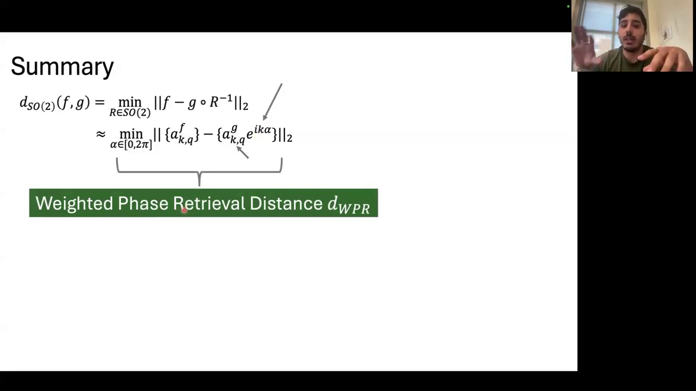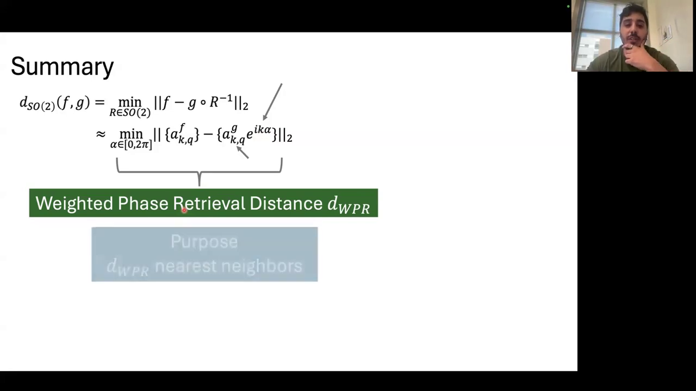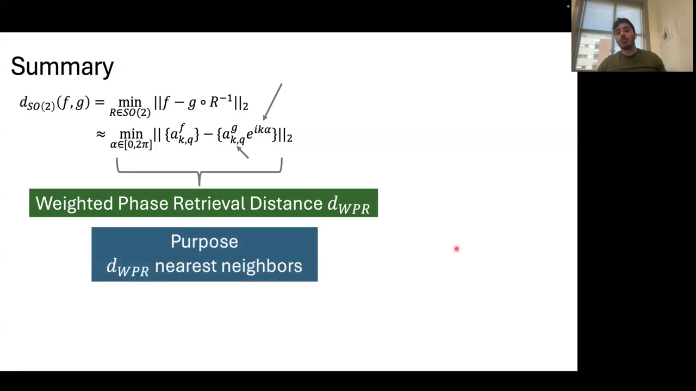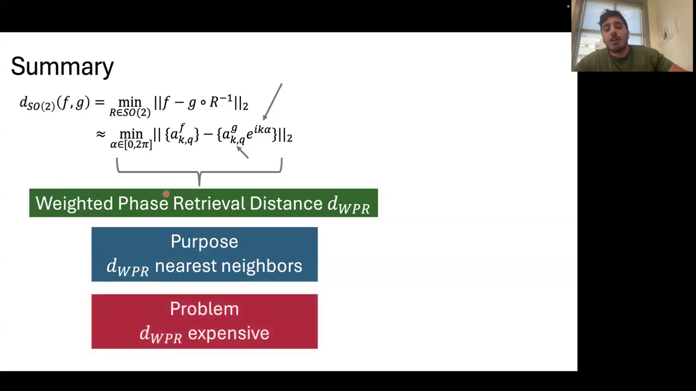When all the k's are equal to 1, that's what you call standard phase retrieval distance that many of you might be familiar with. But here my phase shifts have different weights based on the indices of the coefficients. That's why it's called weighted phase retrieval. And again, my goal is to do nearest neighbors with this distance because we wanted to do nearest neighbors with SO2. But yet again, this is still expensive to do.